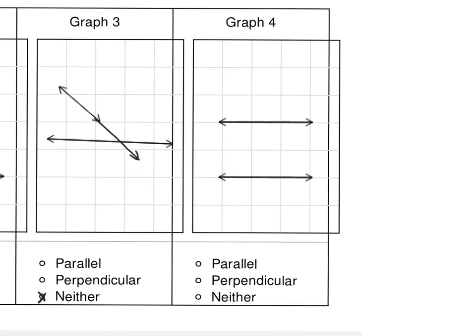And then lastly, graph 4, we have our nice, lovely parallel lines here because they're like railroad tracks. They'll never cross if they continue in both directions for infinity.